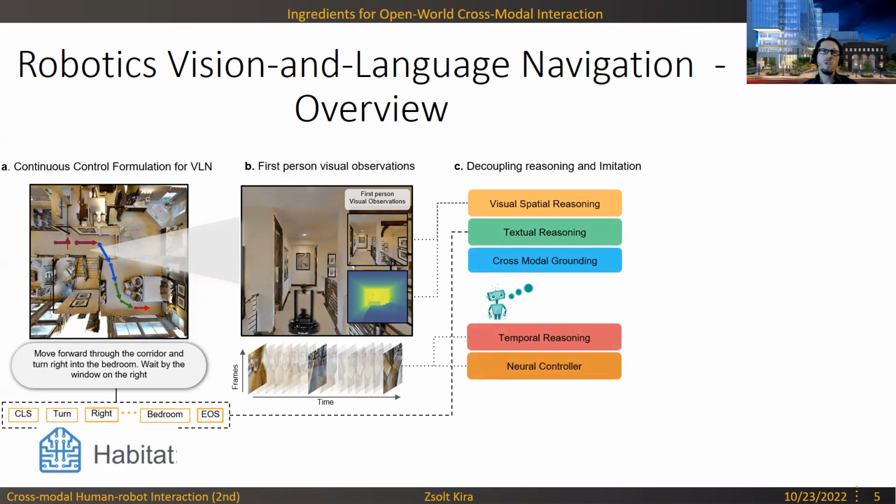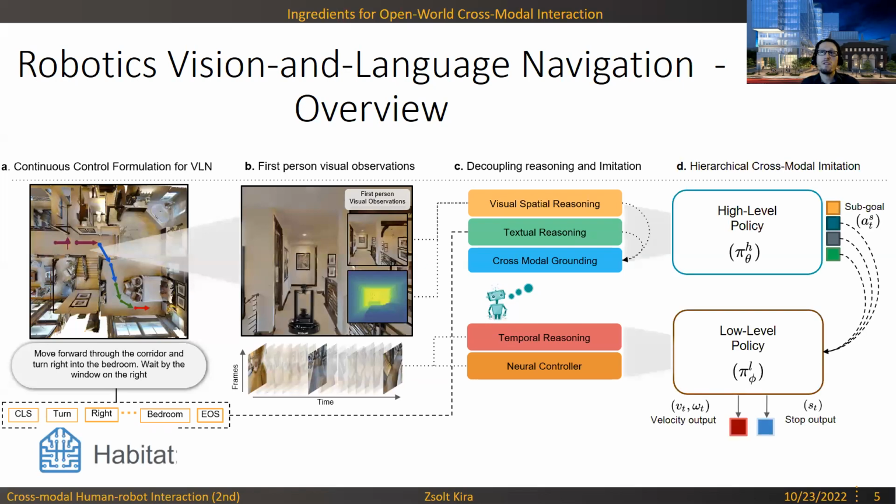And especially when we add these robotics, like continuous control formulations of this task, there's a whole other set of things that are important. For example, long horizon temporal reasoning, low-level neural controllers, and so on. And what we showed in our paper is that you can develop interesting architectures such as hierarchical cross-modal imitation, where you have a high-level policy that's outputting high-level actions, for example, left, right, forward, backwards, and these high-level actions are enacted by a low-level policy that actually turns them into low-level velocity or angular velocity commands.